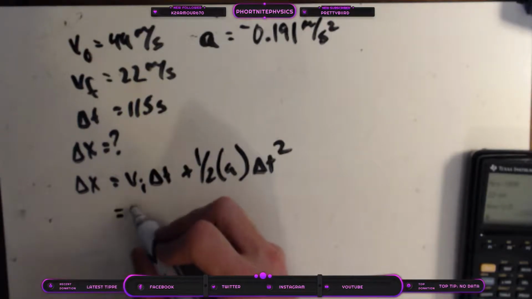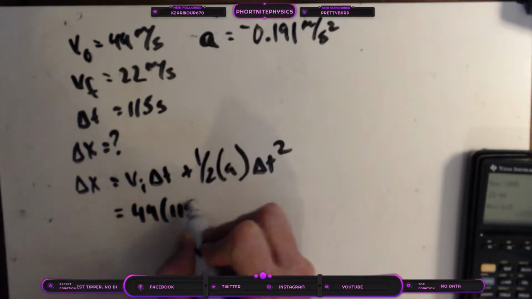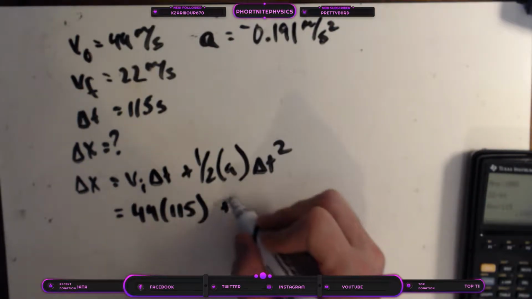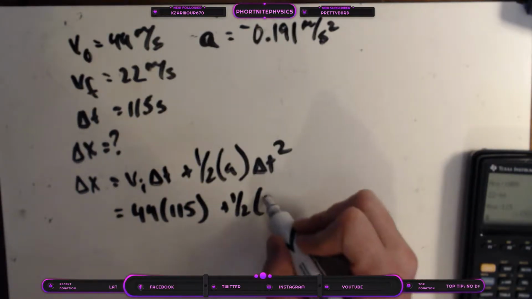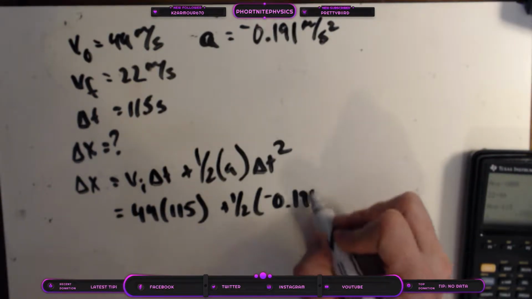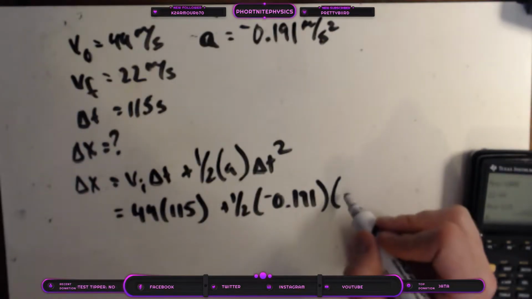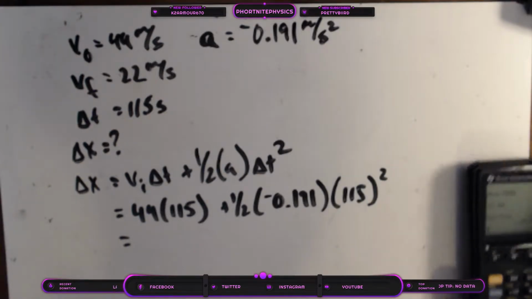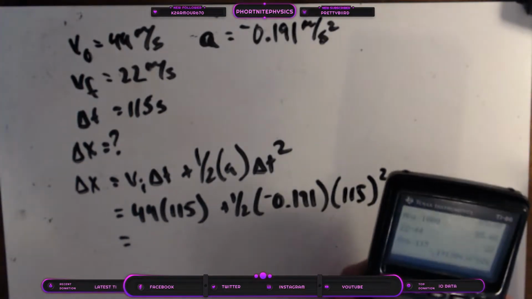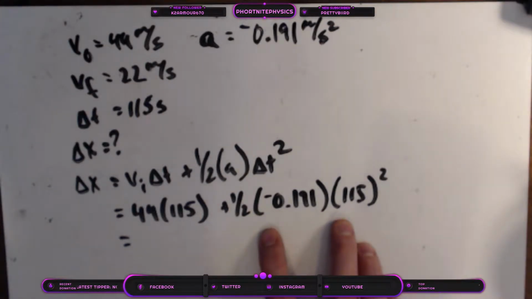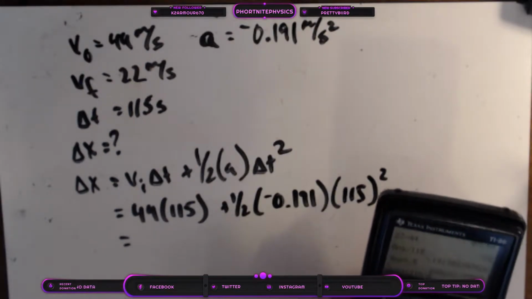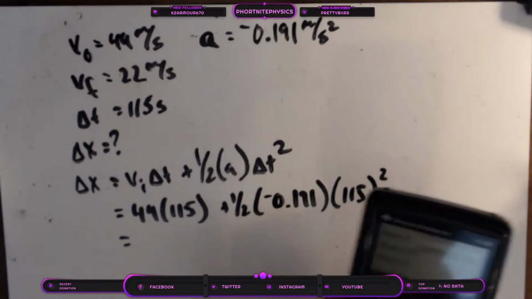Our initial velocity is 44 times 115, initial velocity times our time in seconds, multiplied by 1/2. Our acceleration is negative 0.191, multiplied by our 115 seconds squared. So that leaves us with only one unknown, and we can go ahead and write this up. I'm going to calculate this value first, and then add it to that value. Times 115 times 115.